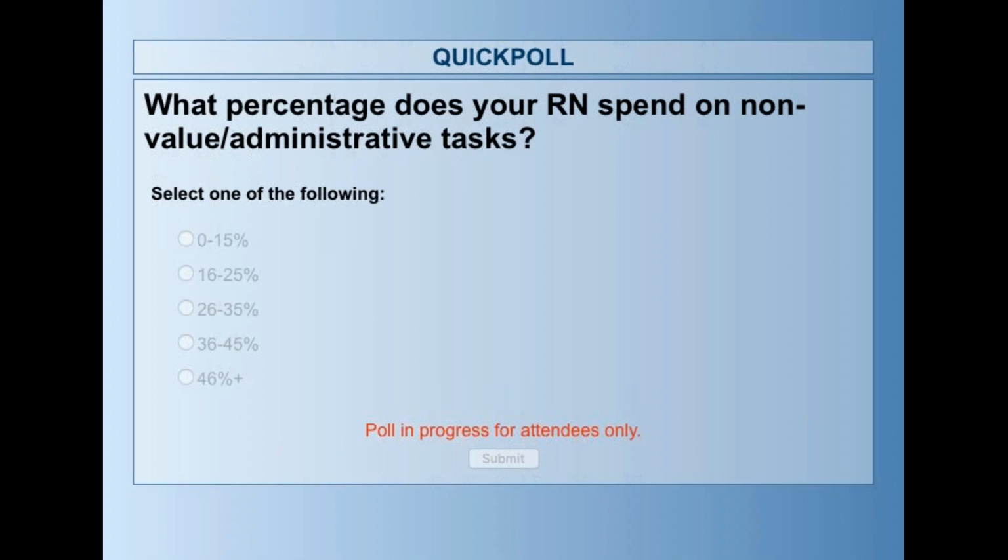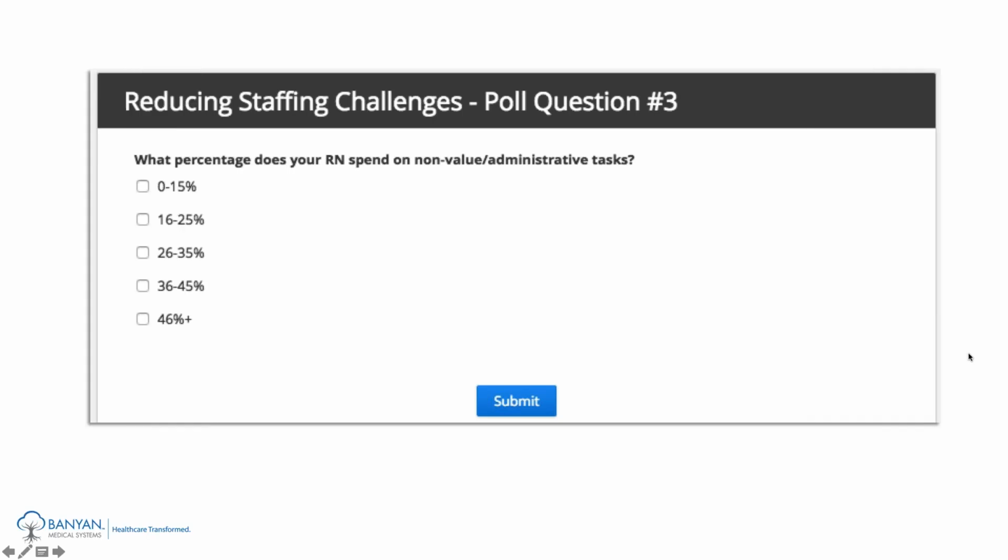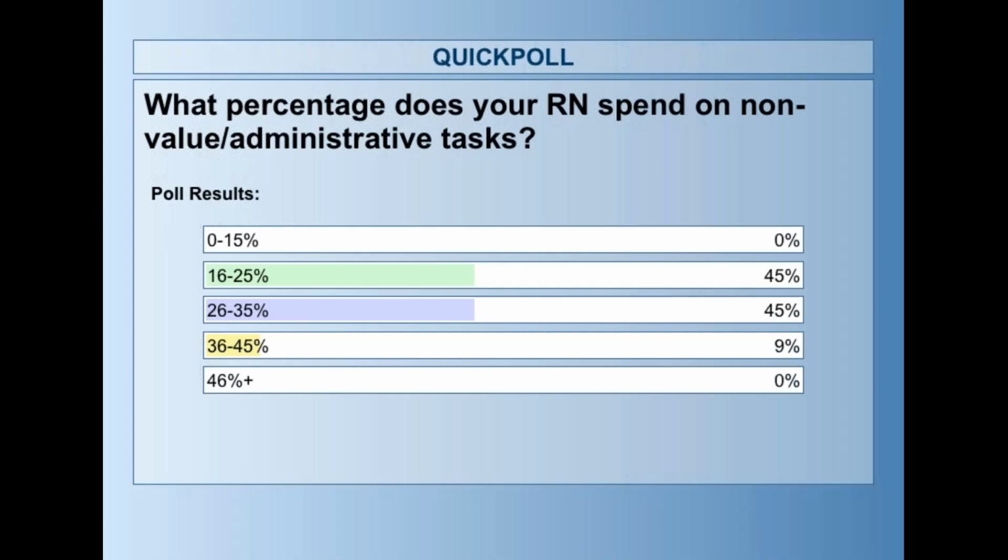Again, that bell-shaped curve is pretty amazing. About 45% of you have responded 16 to 25%, and about 45% of you between 26 and 35%. So let's just say a third. Let's go right in the middle and say that about a third or so, between a quarter and a third, of their time is spent doing things that are non-value patient care related anyway. Wow.